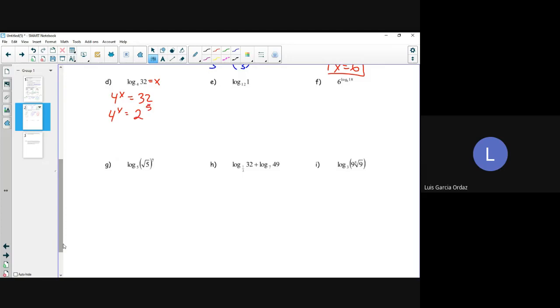Thank you, Yusuf. So we know 4 to the x is equal to 2 to the 5 because 32 can be written as 2 to the power of 5. However, we need both sides to have the same base. So what's the easiest thing that we can do? Would you rather write 2 to the power of 5 with a base of 4? Or would it be easier to change 4 to the x and change that to a base of 2?